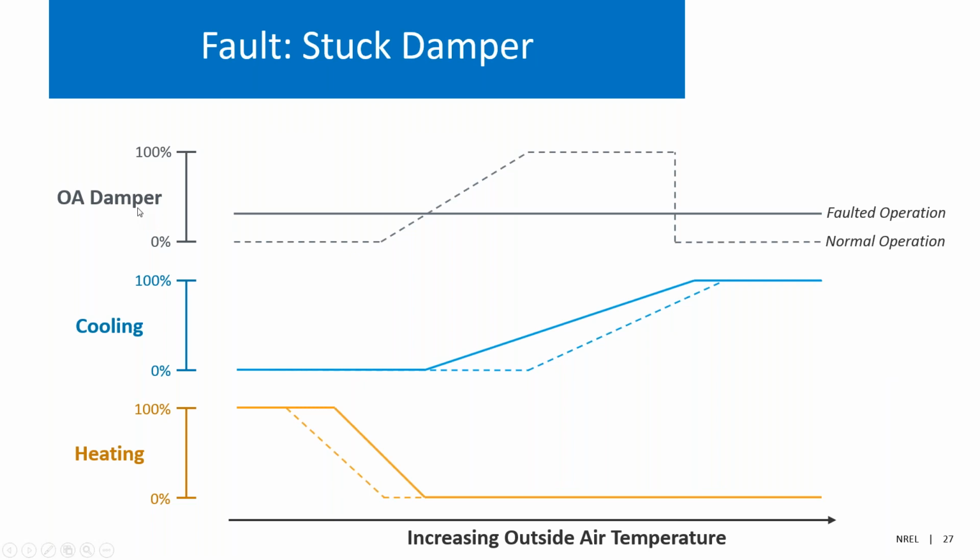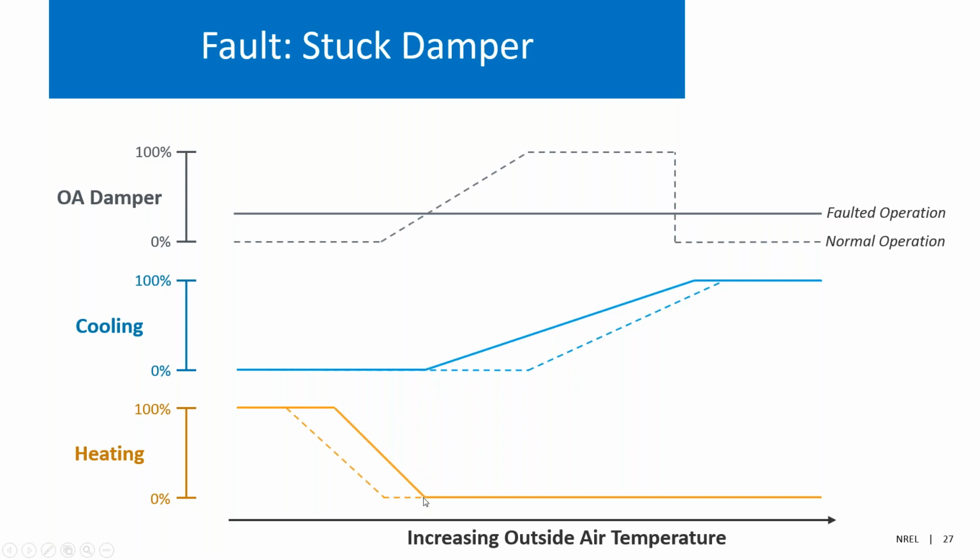If the damper is stuck, instead of following this nice pattern as the temperature increases, that damper is just going to sit at the same position all the time. So you can see the bold line here is basically what's actually happening, and the dashed line is what should be happening. If that damper is stuck, we actually have to start cooling at a much lower temperature because we can't do any effective economizing.